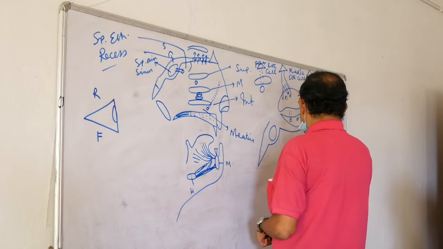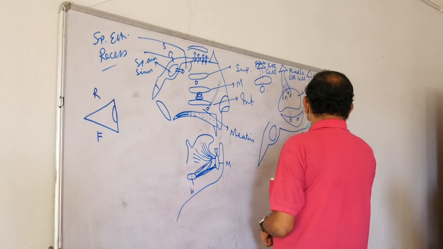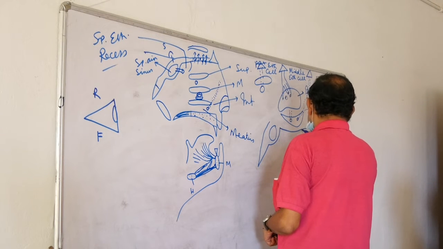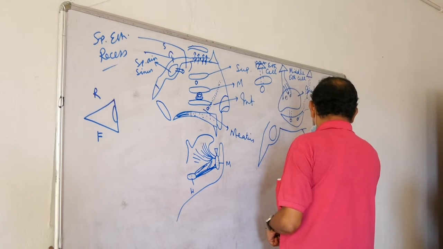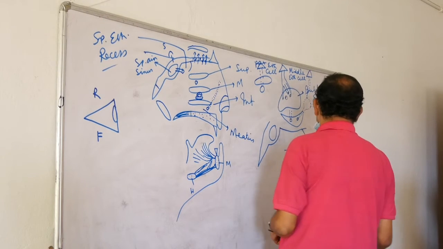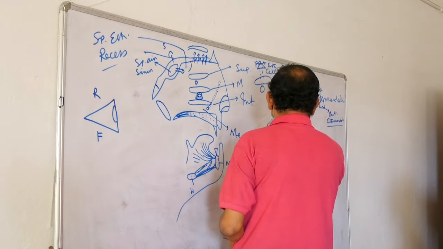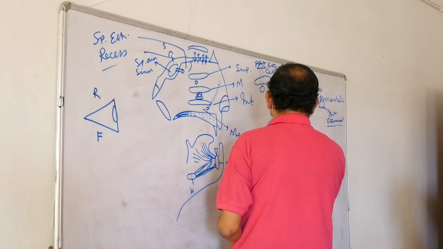So it will come down from the ethmoid. That is the perpendicular plate of the ethmoid. Okay. This is the perpendicular plate of the ethmoid.